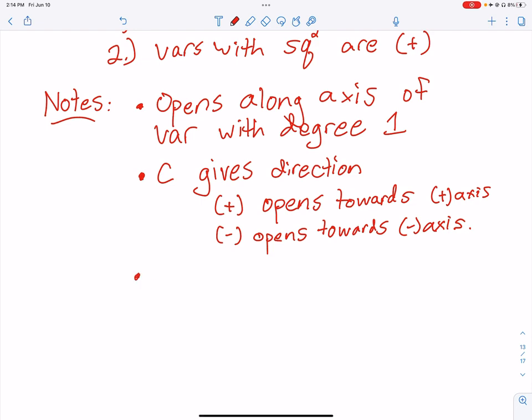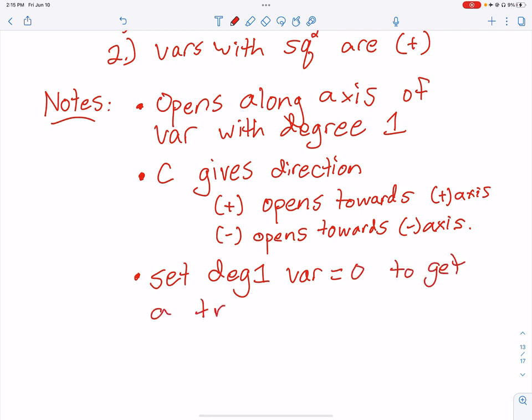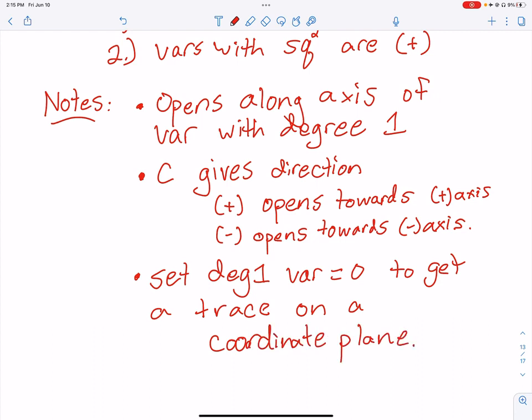And then the last thing: set the degree 1 variable equal to 0 to get a trace on a coordinate plane. All right, so those are the directions on that. Let's take a look at an example.